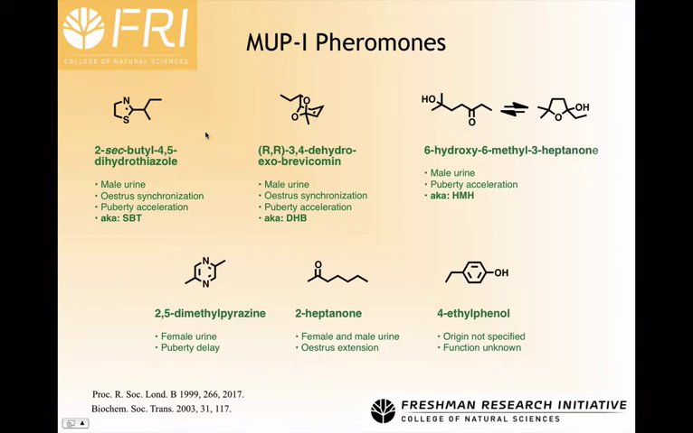Here we're showing some other examples of pheromones, and this 2-sec-butyl-4,5-dihydrothiazole, or SBT, you may remember from your PyMOL modeling exercises. But I want you to just look at these structures and see the variety of scaffolds that MUP can bind. By scaffold, I just mean these kinds of heterocycles. So this one with the 2 nitrogens, this ketone. So there's quite a few different molecules that MUP can bind.